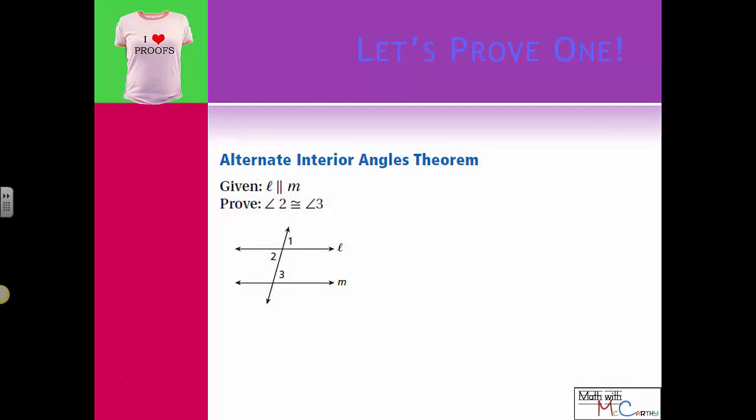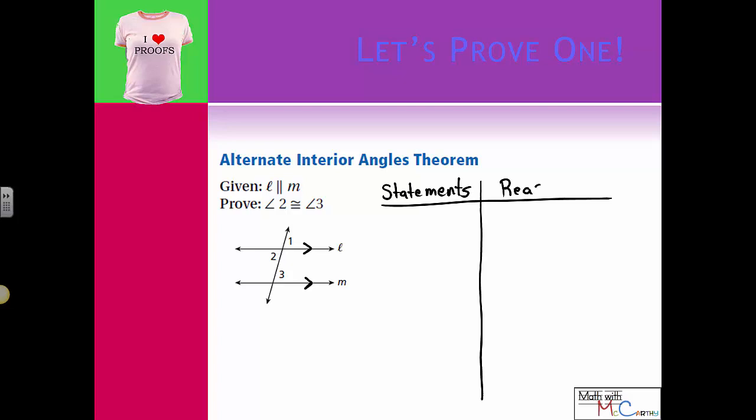All right, so we are actually going to prove the alternate interior angles theorem. Given line L is parallel to line M, so I'm going to put my parallel line markings on there. And I get my statements and my reasons. Okay, so here we go. Number 1, L is parallel to M. That is given.